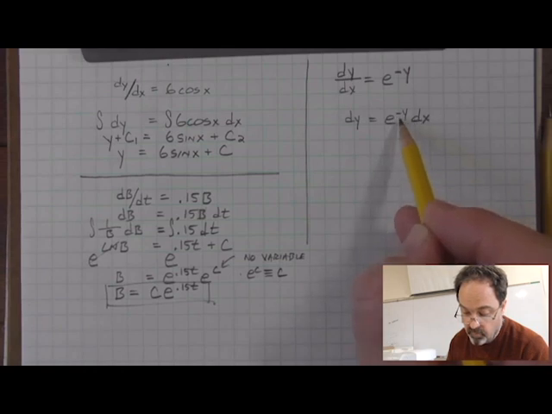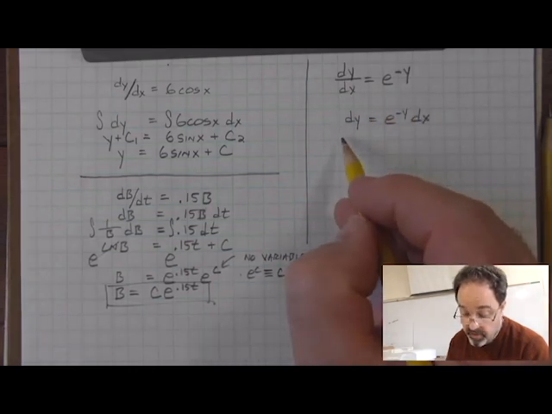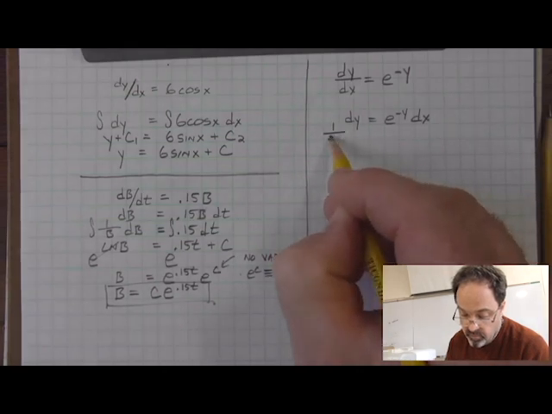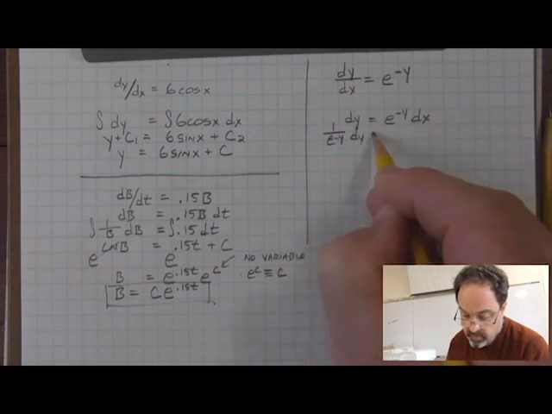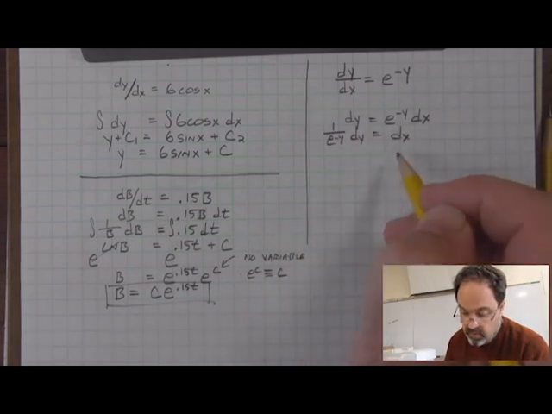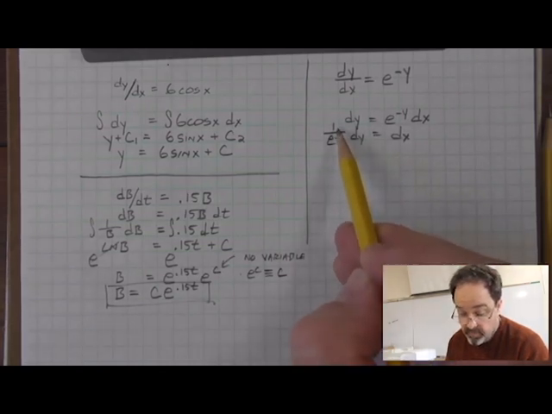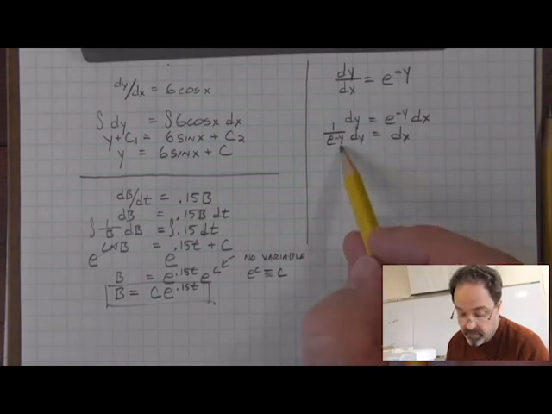I have two variables. But I can move the e to the negative y over to the left side by dividing by e to the negative y. I'm going to represent that as 1 over e to the negative y. I could integrate now, but then my integrand would be something a little odd, 1 over e to the negative y. So I'm going to use power properties.